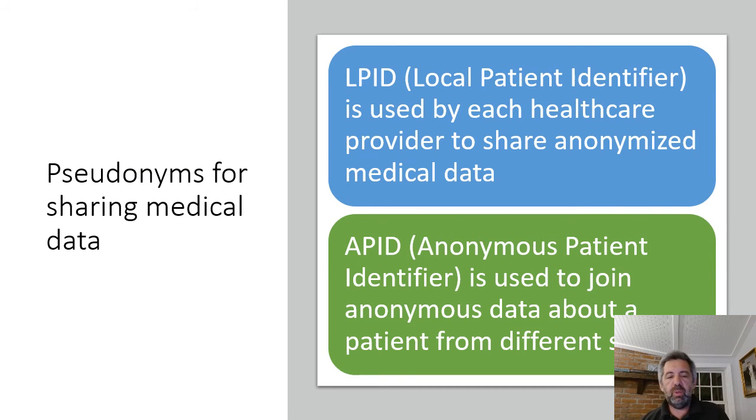So we have two different kinds of pseudonyms. We have one called the LPID, local patient identifier, which is used by each healthcare provider to share anonymized medical data with the medical research databases. We have an APID, or anonymous patient identifier, used by the medical research databases to join anonymous data about a patient coming from different sources.